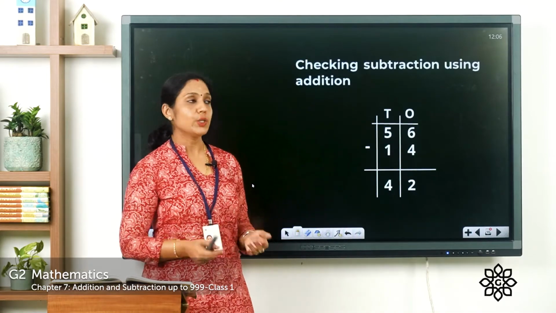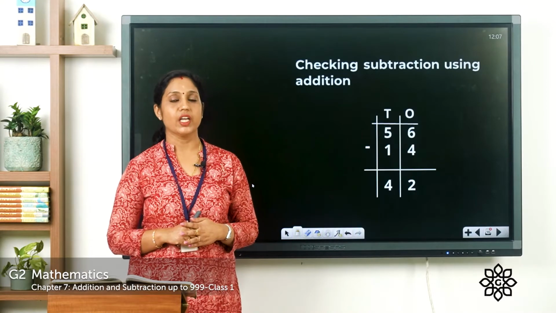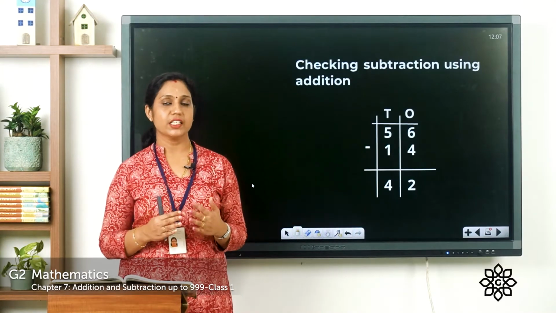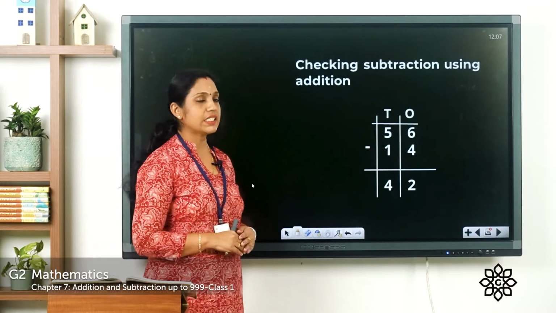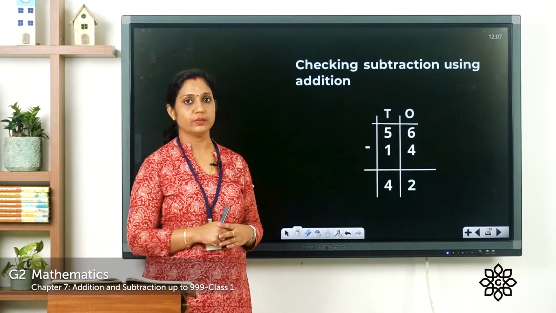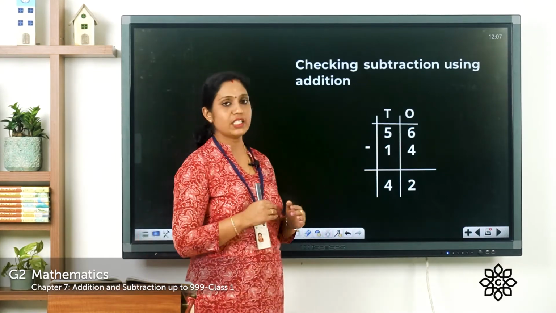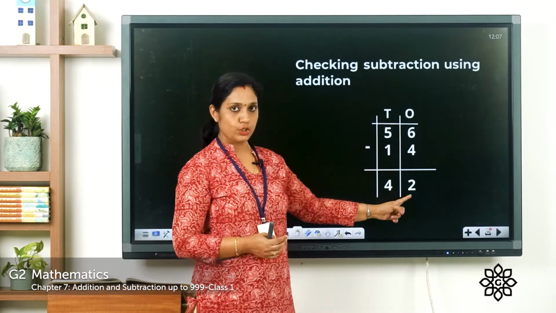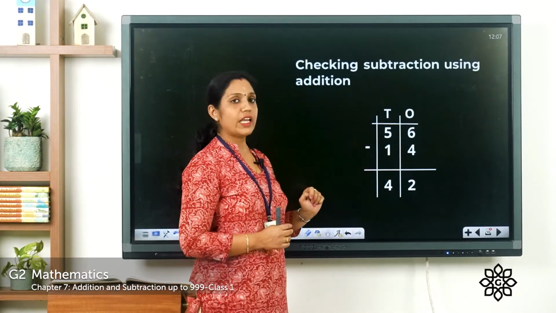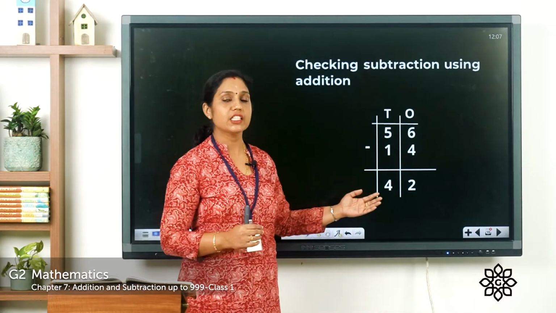Checking subtraction using addition. This also we have learned in our chapter on subtraction. How can we check whether the answer that we got is correct or not? Let's see, we have 56 minus 14 here. In the ones place we have 6 minus 4. 6 minus 4 is 2. And in the tens place we have 5 minus 1. 5 minus 1 is 4 and we get the answer 42.